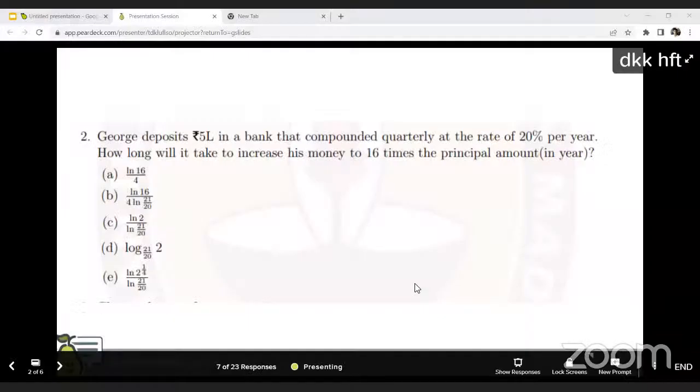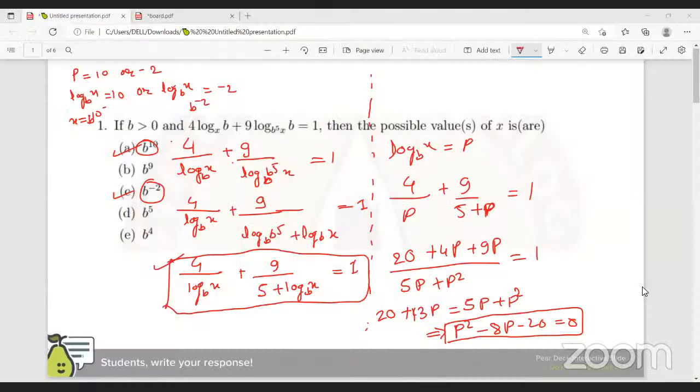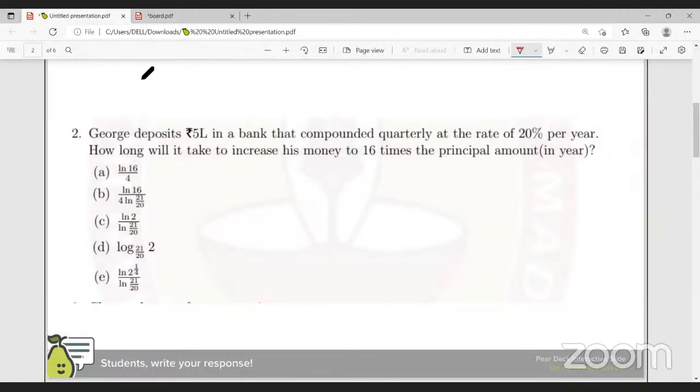Okay, so what is the formula for compound interest here? 16p is equal to p times 1 plus what? The total amount A equals principal P into (1 plus R by 100) to the power nt. And there is n into t here, right? Yes.